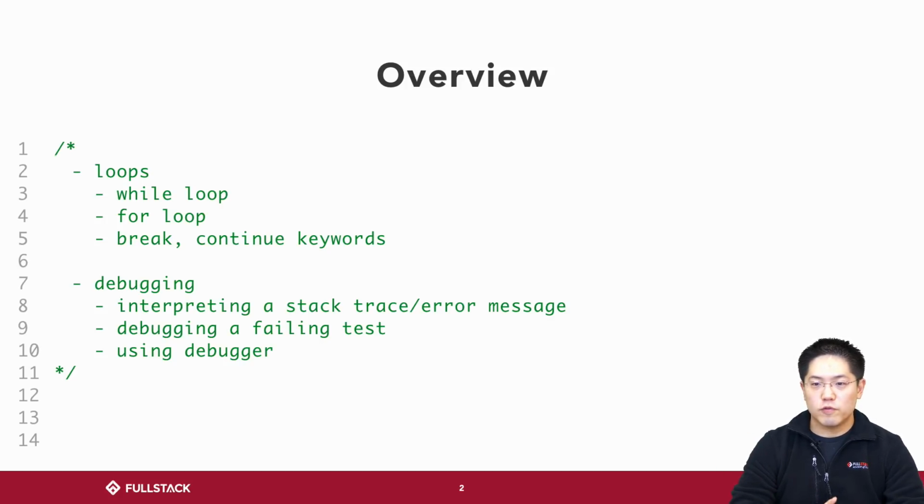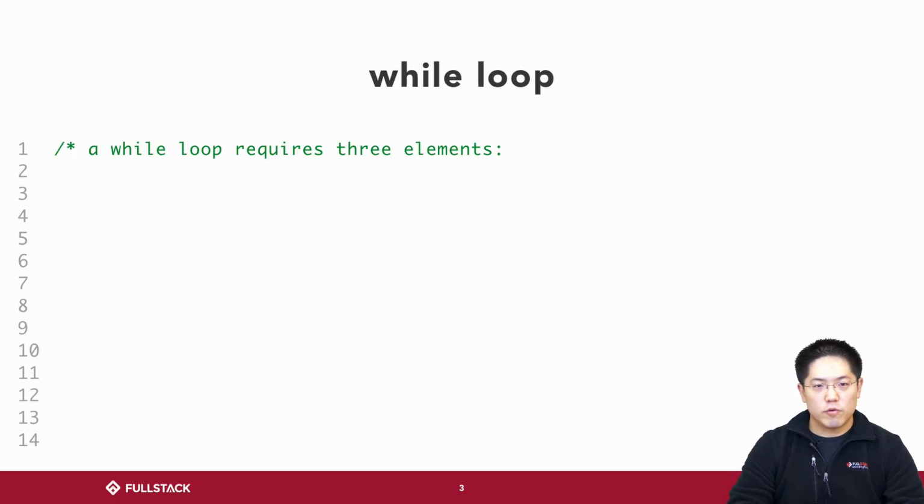So we'll talk about tools for debugging, how to interpret different error messages that you're going to get, debugging a failing test, and then using the debugger keyword, which I think is the power tool of learning code as fast as you can. All right, so let's start with a while loop.